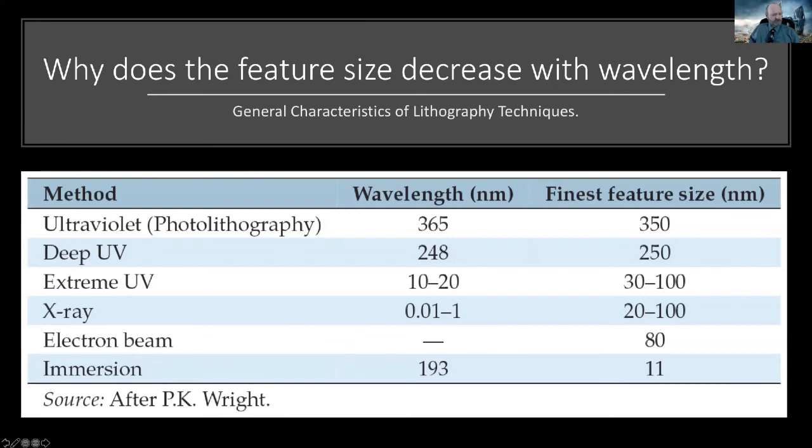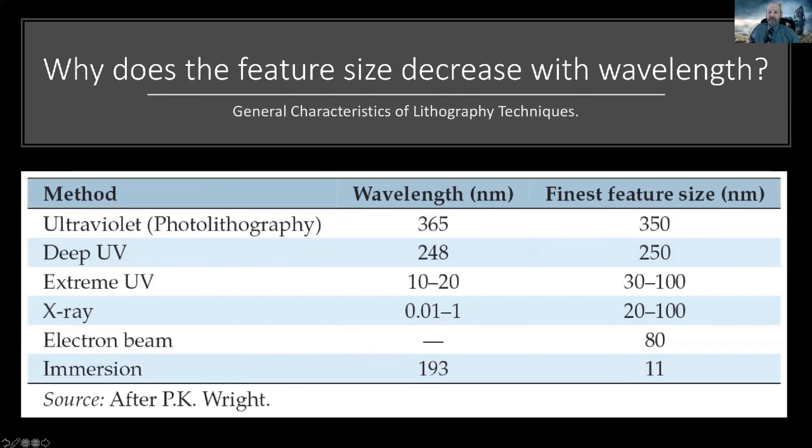If my memory serves, it might be something else. Extreme UV, now we're down to 10 to 20 nanometers. Then we have X-ray. So they do some X-ray lithography, but it's extraordinarily expensive to do that. Electron beam lithography, that's really precise.